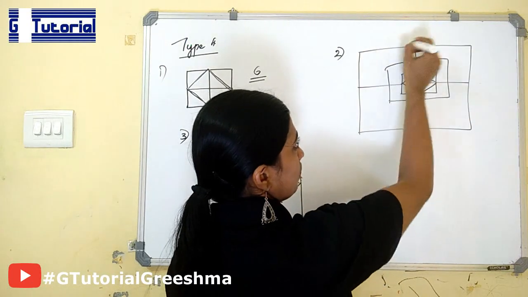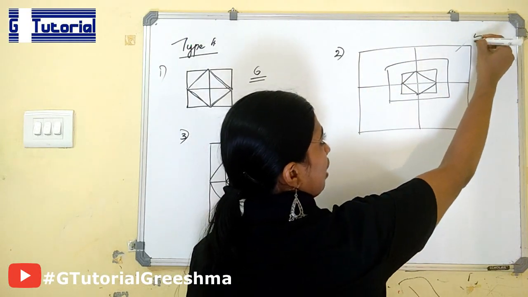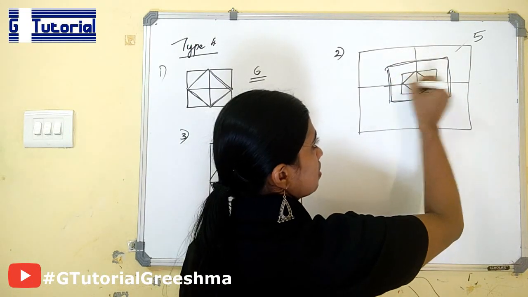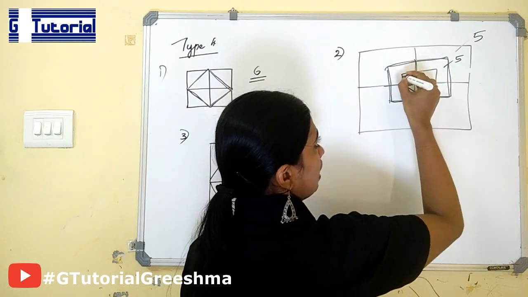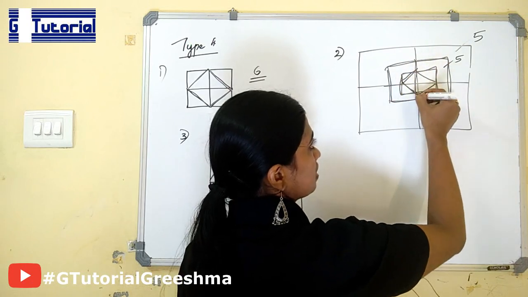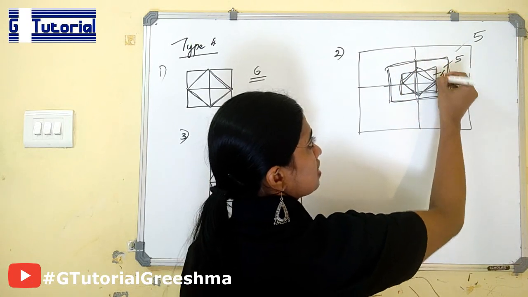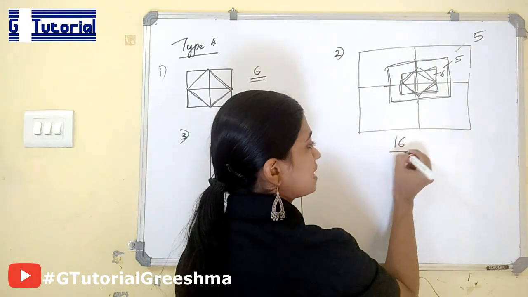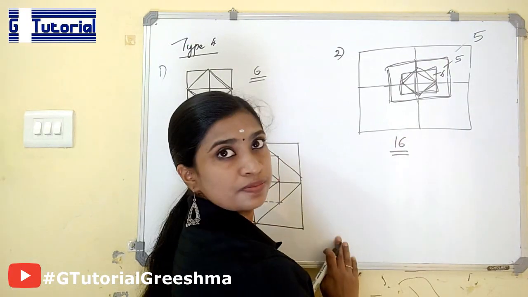Here there is a square with plus sign. So here there are 5 squares. Here is a square with plus. So 5. Then here there is a square with plus. So 5 plus there is a square like this. So 6. 6 plus 5 plus 5. 5 plus 5, 10 plus 6. 16 squares are present in this figure.